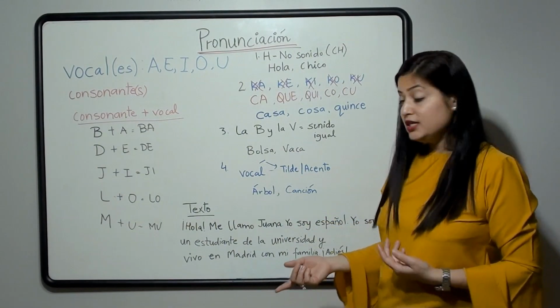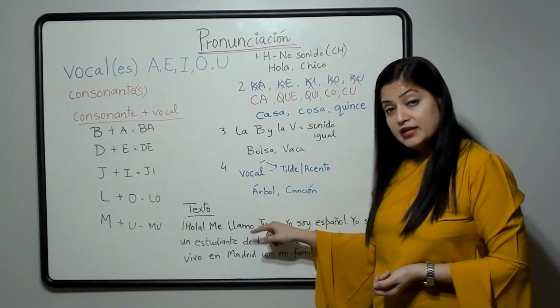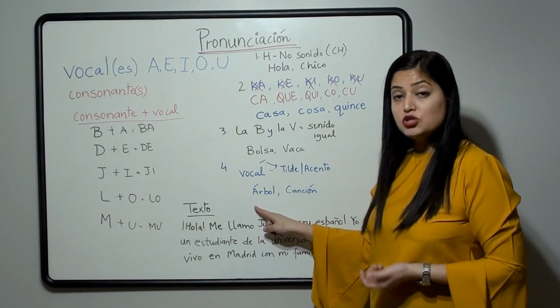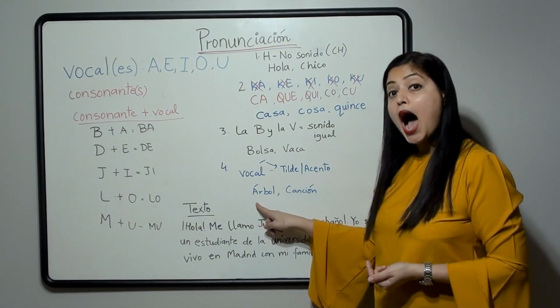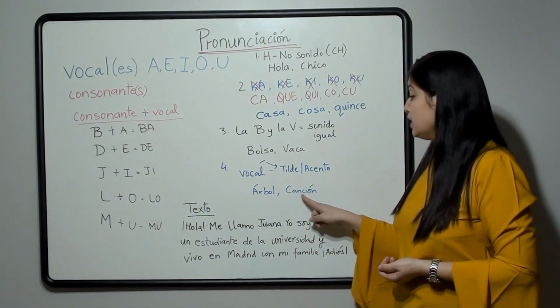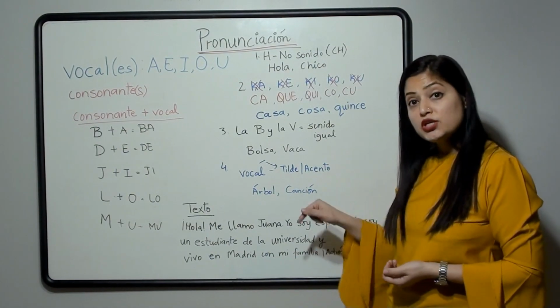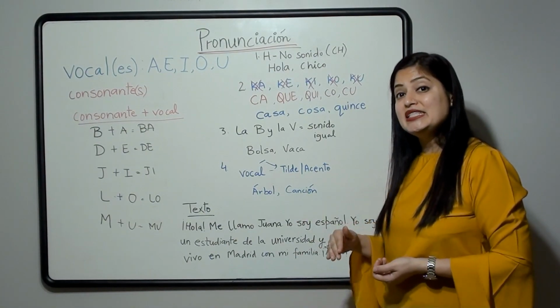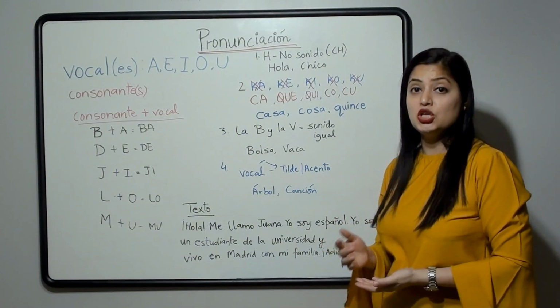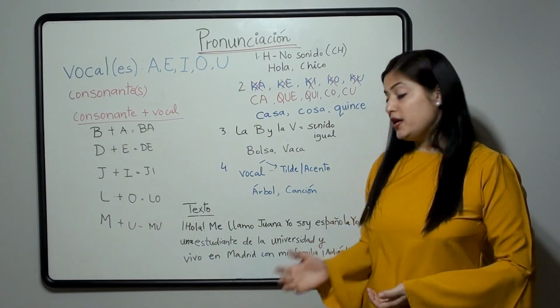So, for example, this word árbol, but there is a tilde or an accent on A, so I'm going to stress on this, so it becomes árbol. Árbol means tree. Canción, but there is an accent again on O, so I will stress on that and it becomes canción, which means a song.